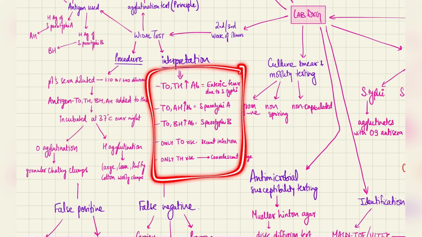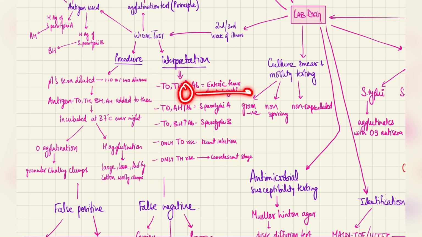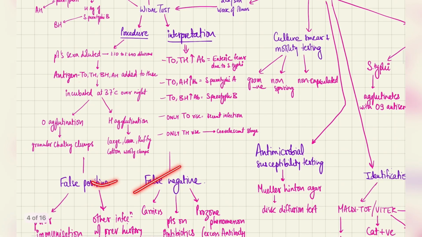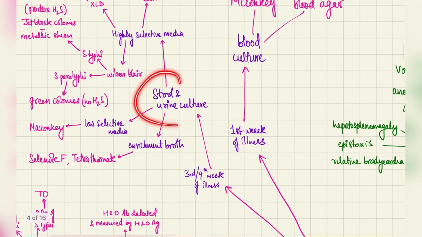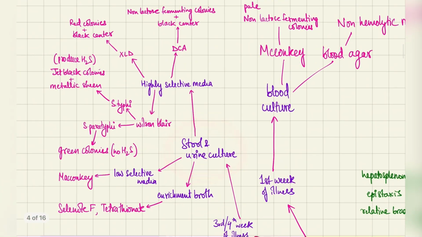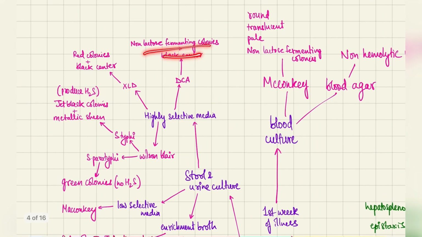And this is how you interpret it. O was less immunogenic, so it will be present everywhere. H was more immunogenic, so it will be specific for paratyphi A, paratyphi B, or Salmonella typhi. Correct? False positive, false negative, that's fine. In the third and fourth week of illness, what do we do? Stool and urine culture. Finally, you'll do this. How? Highly selective media, DCA, non-lactose fermenting, but black center.